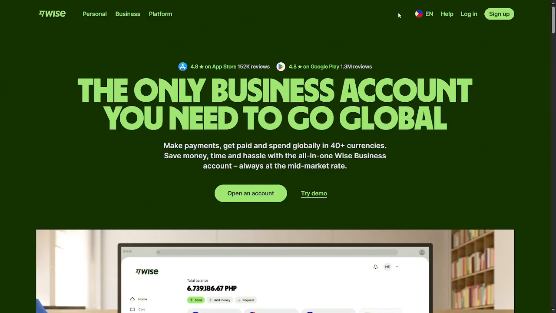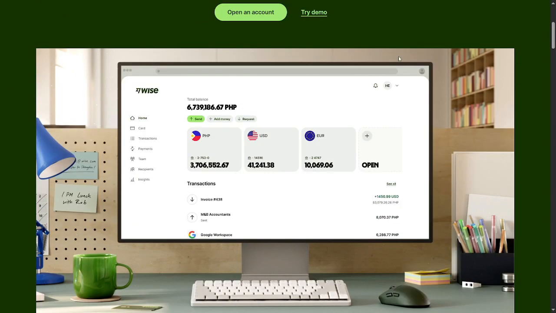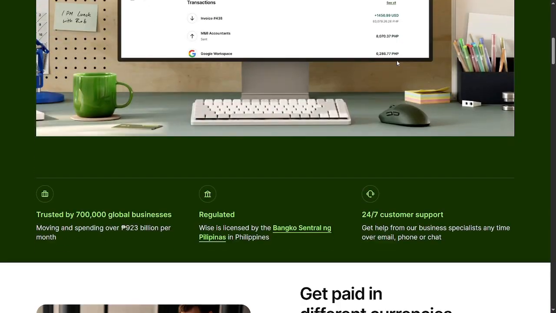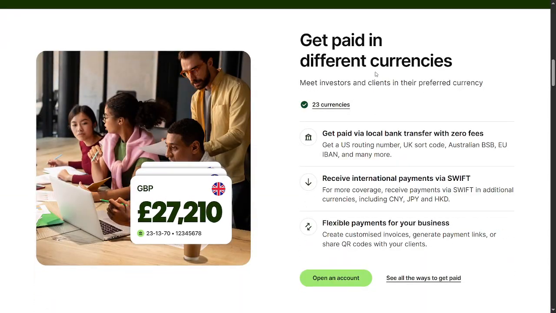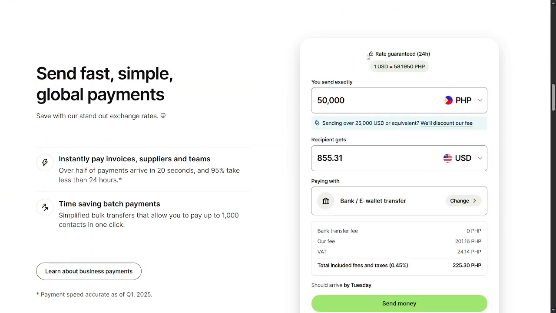Let's begin with Wise Business. Wise has built its entire reputation on making international transfers as fair and straightforward as possible.